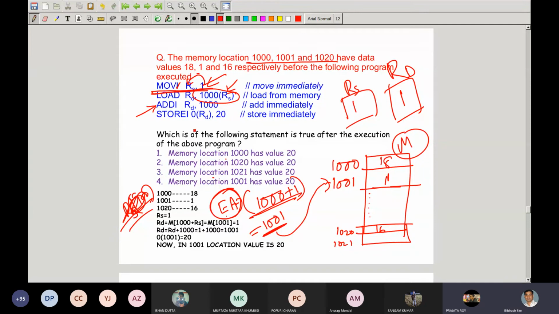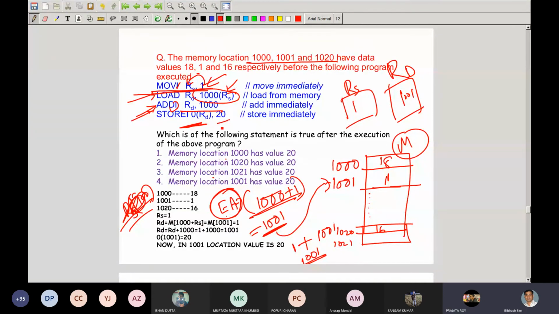Now what is RD's value? 1 plus, now immediate again. Directly add 1, so it becomes 1001. Now the content becomes 1001, because it is an add immediate. Earlier the instruction was loading, here it is adding. Clear?